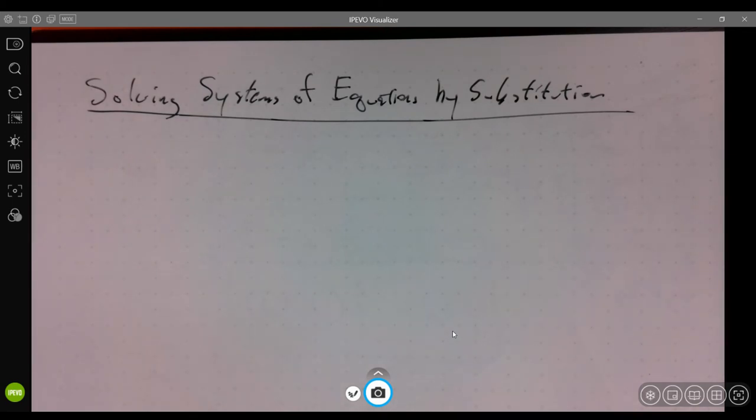And we're going to talk about solving systems of equations by substitution. Because with my great handwriting, you could tell that that says substitution. Because as I look at it, I'm like, what did I just write? I know what it says, but now you know too.